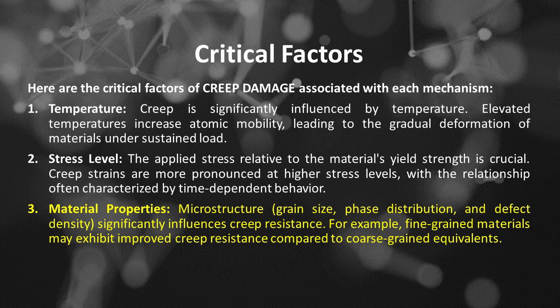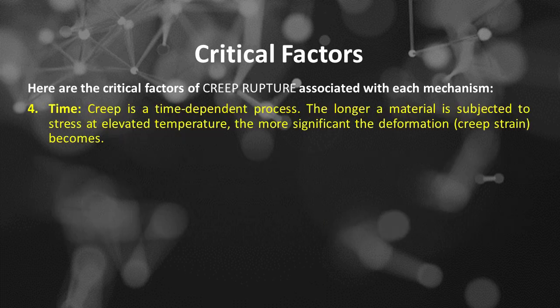Number 3 is material properties. Microstructure, grain size, phase distribution, and defect density significantly influence creep resistance. For example, fine-grained materials may exhibit improved creep resistance compared to coarse-grained equivalents. Number 4 is time. Creep is a time-dependent process. The longer a material is subjected to stress at elevated temperature, the more significant the deformation, creep strain, becomes.